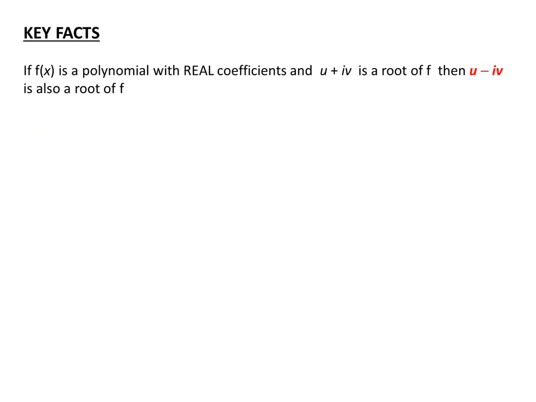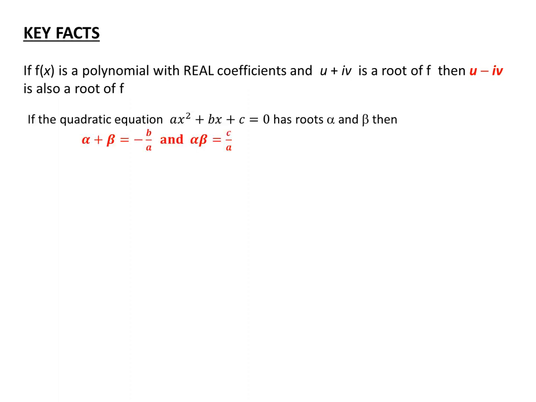In terms of key facts, we certainly will need to know that if we have a polynomial whose coefficients are real and that u plus iv is a root of f, then u minus iv, the complex conjugate of the original root, must also be a root of f. For quadratic equations, we ought to know that if ax squared plus bx plus c equals 0 has roots alpha and beta, then alpha plus beta is minus b over a, and alpha times beta is c upon a.